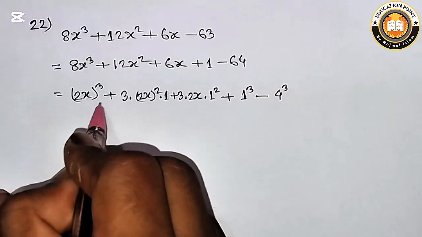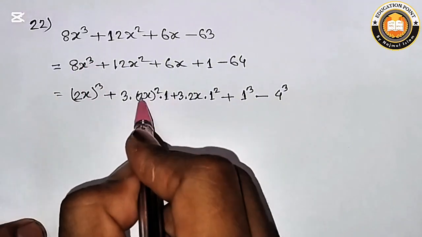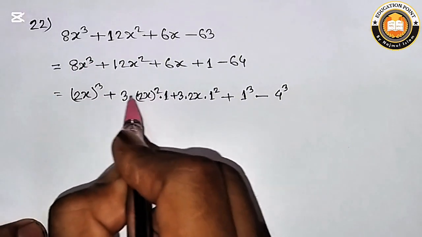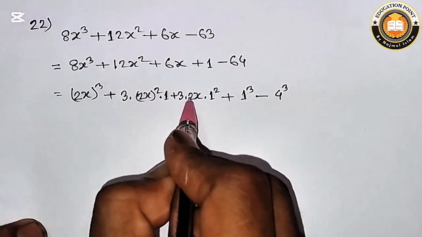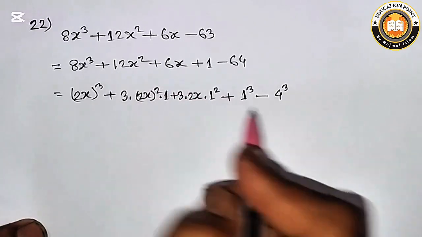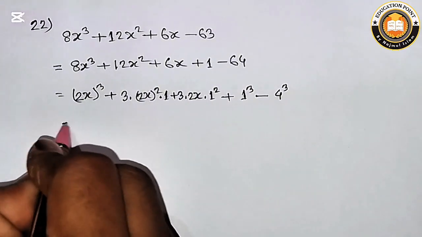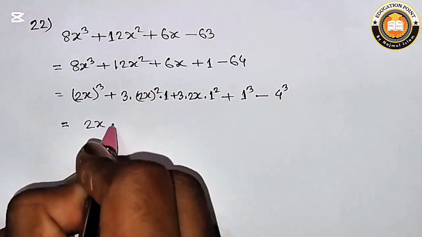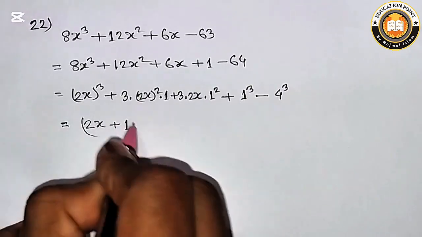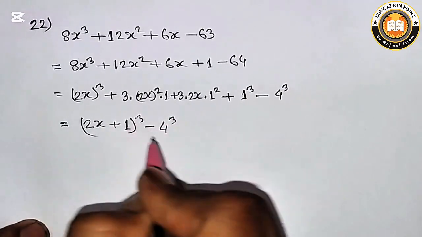Now we will calculate total value. (2x) whole cube equal 8x cube. Square value of 2 is 4, 4 times 3 is 12x square, plus 3 times 2 is 6x, plus 1 cube equal 1. This is the formula of (2x plus 1) whole cube minus 4 cube.